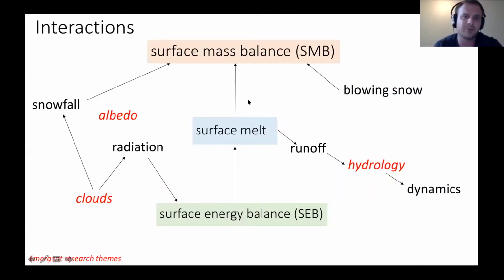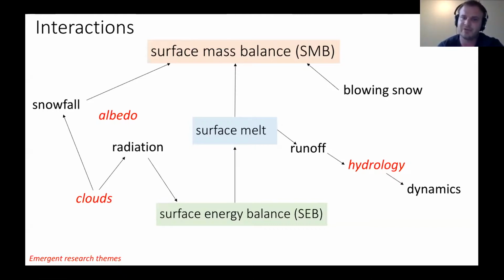Let's go back to some of the important drivers of this energy and mass exchange on the Greenland ice sheet, shown here on the left as well as on the right. One important component I'd like to touch upon, and also Nate in the next talk, is the importance of clouds, because clouds not only determine the amount of radiation, which determines the surface energy balance, but also determine how much snow is falling on the ice sheet, and that is the main source of input on the ice sheet surface. So the input term of the surface mass balance.